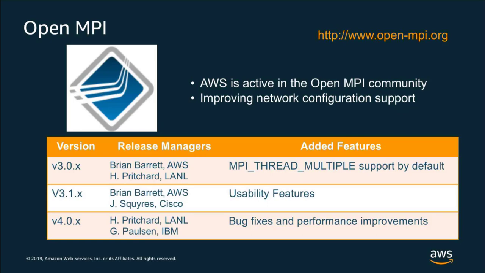As with the Open Fabrics Alliance, AWS is actively working in the OpenMPI community. Our goal is to ensure that OpenMPI works reliably with AWS HPC services on an ongoing basis. We're not just throwing code over the wall, but taking ownership in the open source community. We've already made changes to help OpenMPI better use EC2's unique network, and as you can see, Brian Barrett of AWS was the release manager for versions 3.0 and 3.1 of OpenMPI.